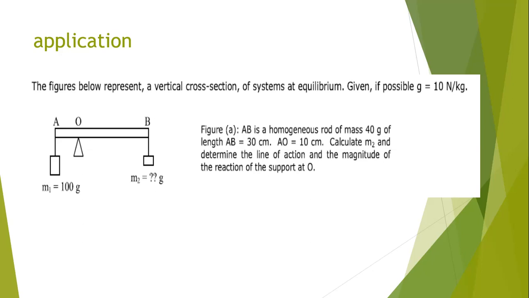Question: calculate M2, the mass of the solid represented in this position. We have to calculate its mass. So calculate M2 and determine the line of action and the magnitude of the reaction of the support at O. So we have to calculate in this question the value of M2 and to determine the line of action and the magnitude of the reaction of support at O. This is the support and this is the rod AB. At O we have a reaction. We have to find its line of action and its magnitude.